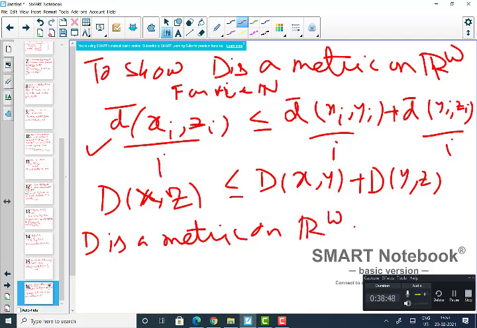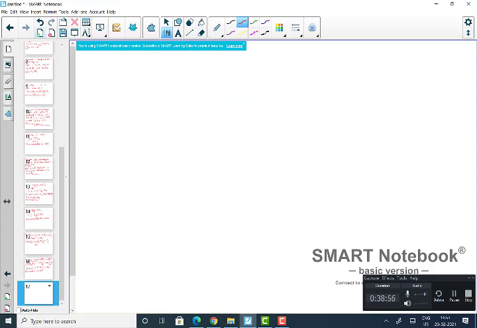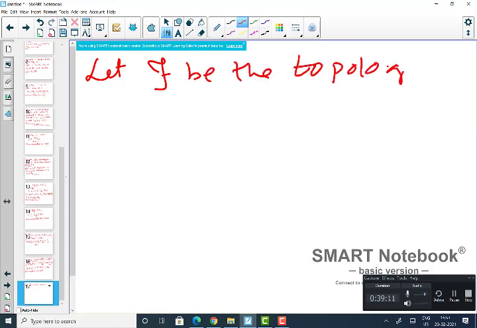Now I will show that the topology generated by this D is actually the product topology. So how do you show that? Let me assume that tau is the topology induced by D. I should not say generated, it's induced.